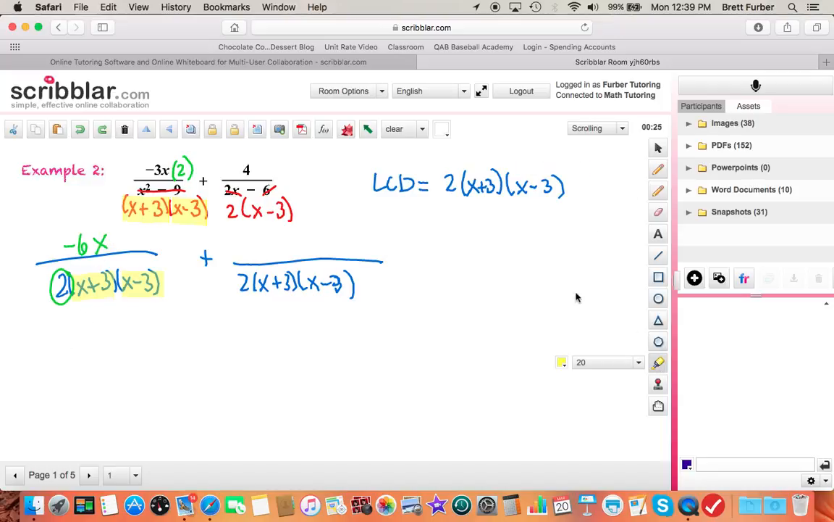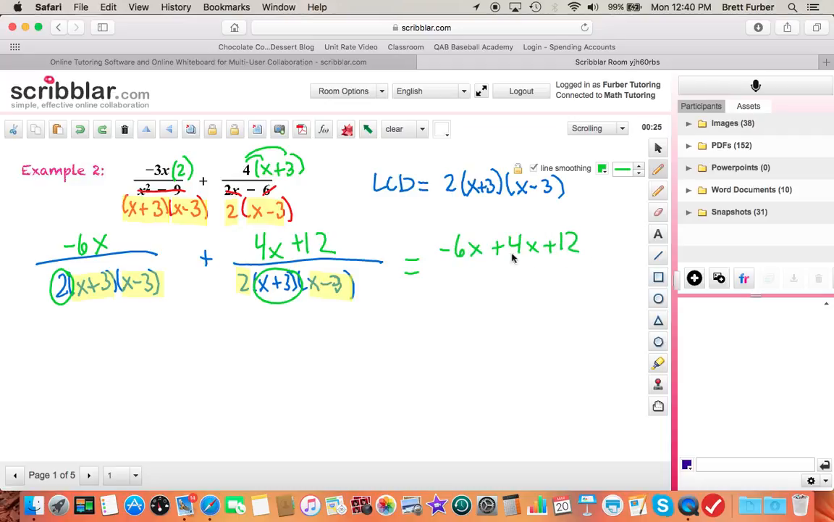And then I'm going to do the same thing over here. I have a 2 and a 2 and an x minus 3 and an x minus 3, but I don't have an x plus 3. So that's what's going to get multiplied. So when I distribute that, I'm going to get 4x plus 12. So when I add those together, I'm going to get in my numerator negative 6x plus 4x plus 12. In the denominator, the least common denominator is going to be 2 times x plus 3 and x minus 3.